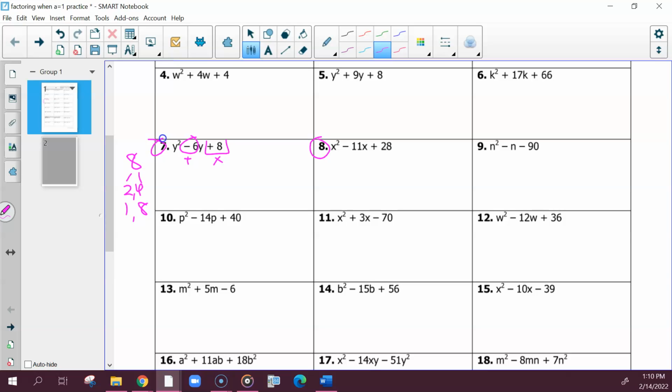So instead of making one negative, we'll make them both. Couldn't you do 4 and 2? Mm-hmm. And that would give you your negative 6. So we have y minus 2 and y minus 4.